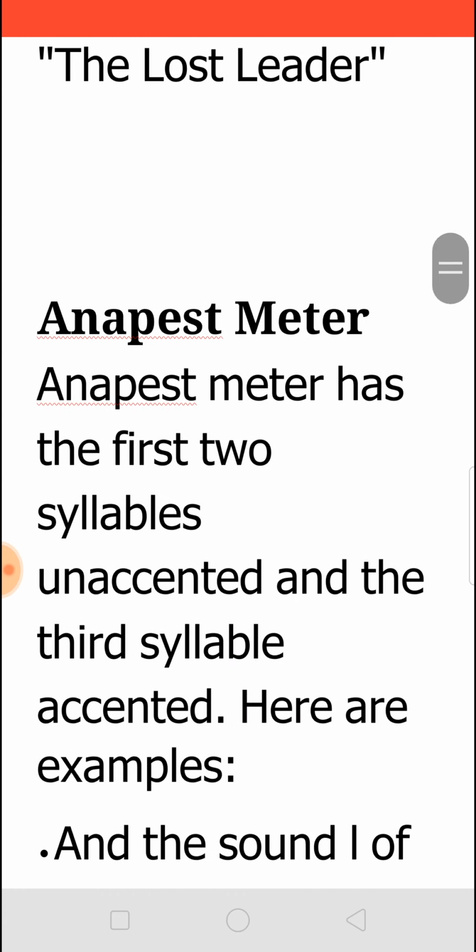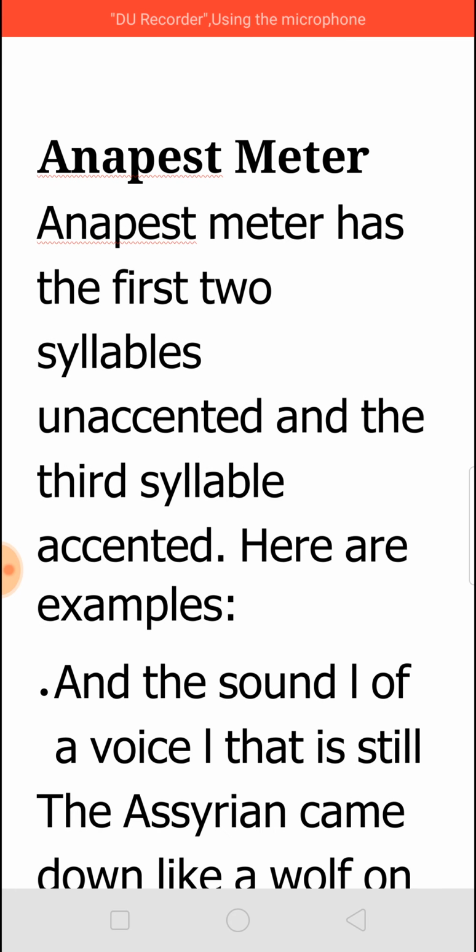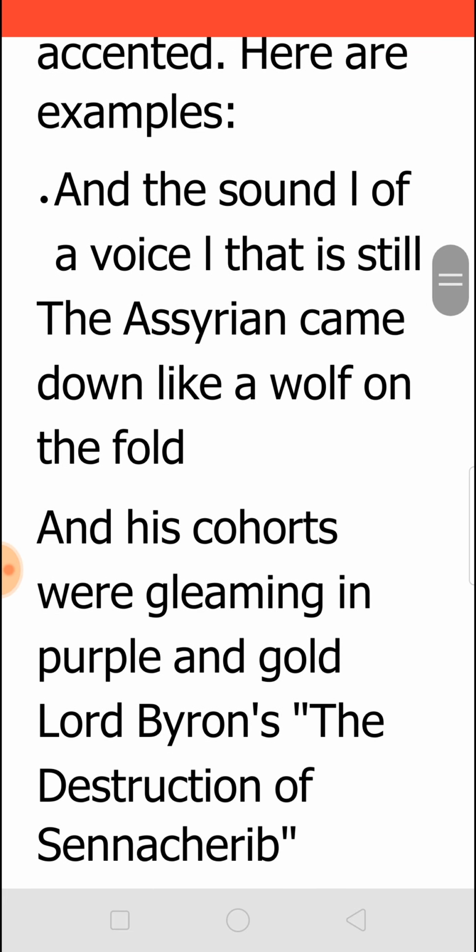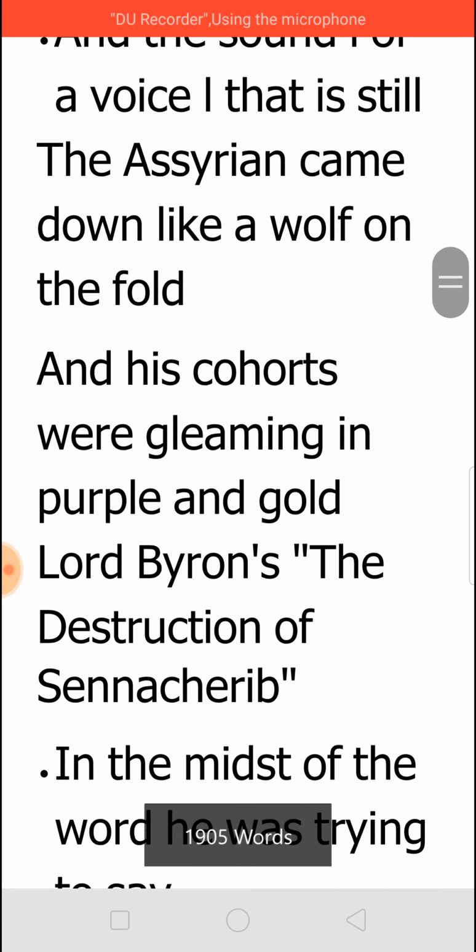And then we will go to anapestic meter. Remember, in that and this, what is the difference? Here also we will take 3 syllables, but the first 2 syllables will be unaccented and the third syllable only will be accented. The examples are: the Assyrian came down like a wolf on the fold, and his cohorts were gleaming in purple and gold. This is from Lord Byron's The Destruction of Sennacherib.